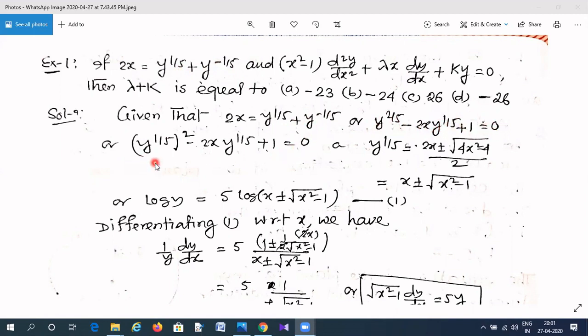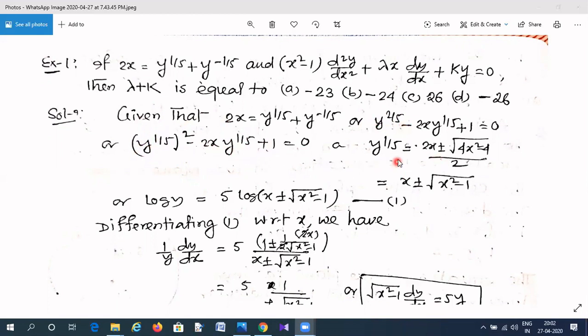Now, let's see. Look at this, y to the power 2/5. I'm taking it as (y to the power 1/5) whole to the power 2, minus 2x into y to the power 1/5, plus 1. So this is a second degree equation of y to the power 1/5. This is a quadratic equation in y to the power 1/5: (y to the power 1/5) squared minus 2x into y to the power 1/5 plus 1 is equal to 0.